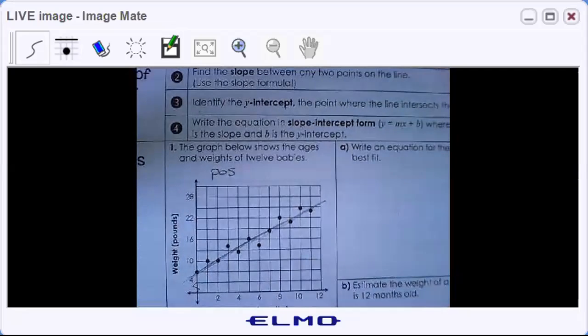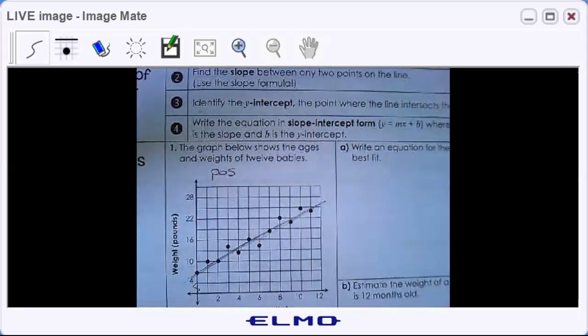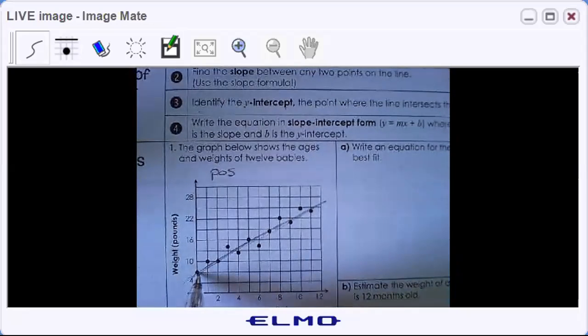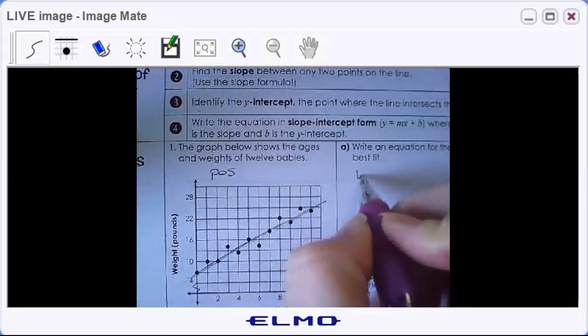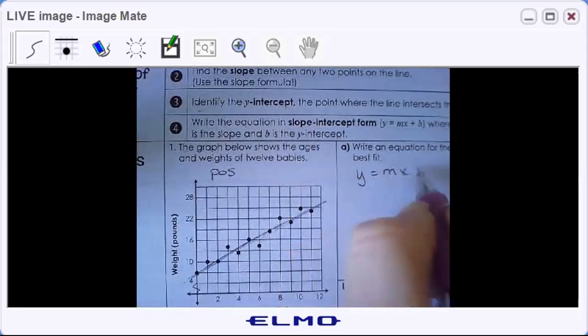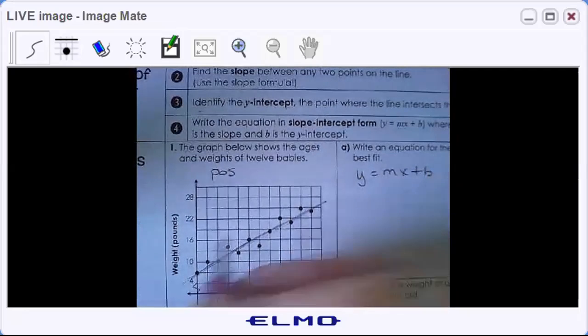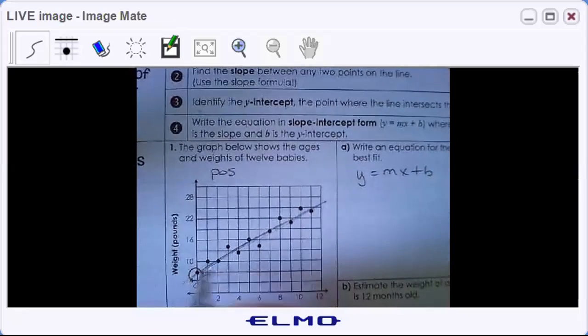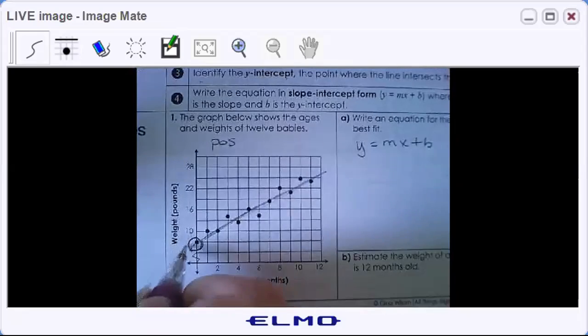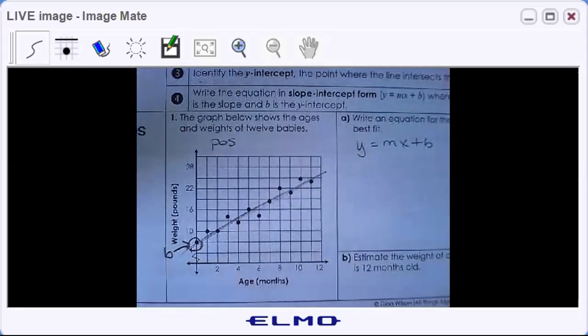So I need to figure out a way to tell somebody about that. Well, for me, I got lucky this time. Right here is my y-intercept. I'm trying to fill in y equals mx plus b. And right here, that point where it crosses the y-axis, that's my y-intercept. That's my b. So that part's easy to put in my problem.